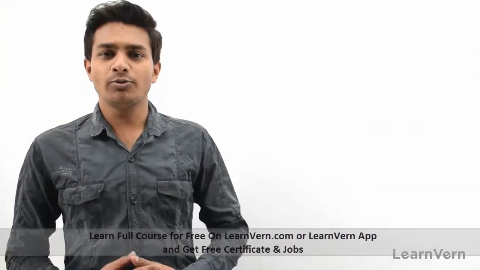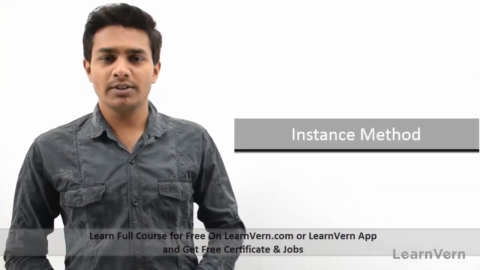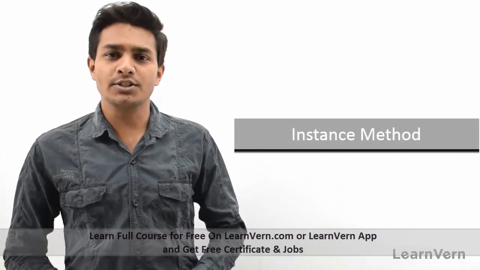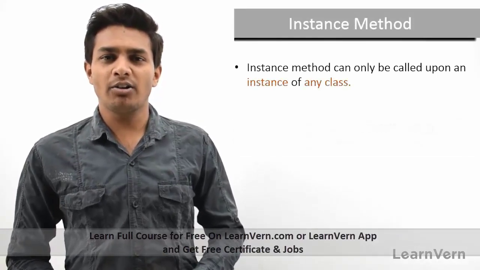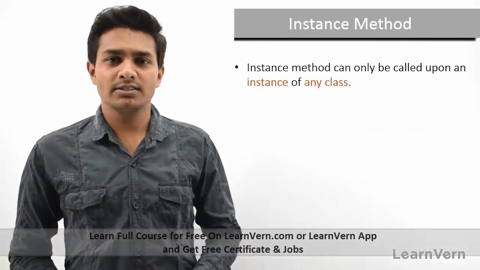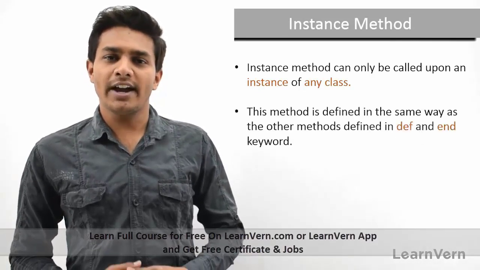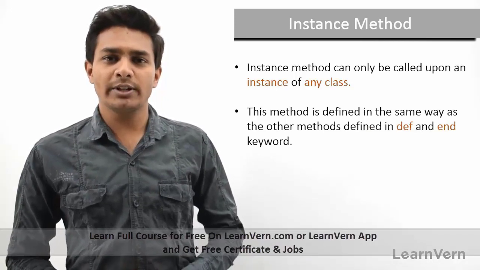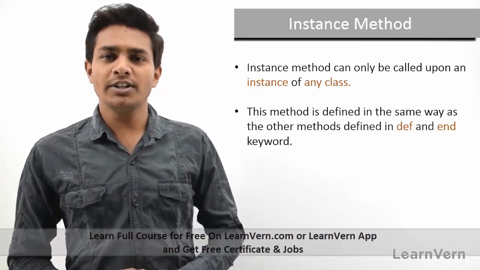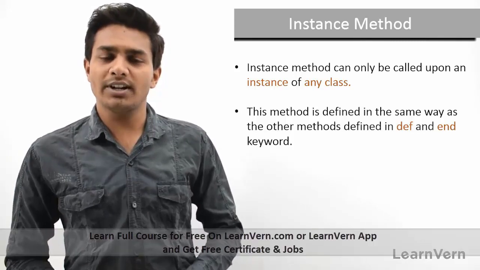Second method of Ruby is instance method. Now what is instance method? Instance methods are the methods that are called upon Ruby instances. Suppose here I have created one instance method. So to call that method, I need one object of particular class.